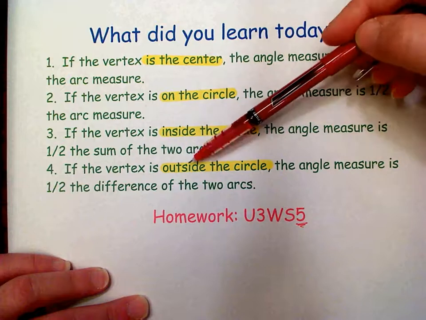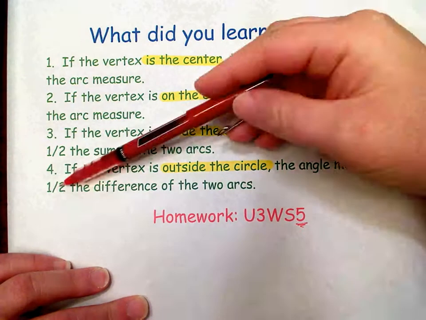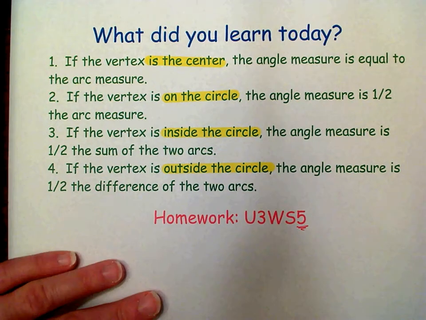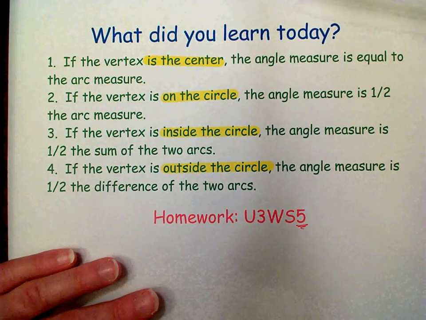So it really doesn't matter if it's a secant angle, a secant tangent angle, a tangent tangent angle. All that matters is where's the vertex. There are only 4 relationships.